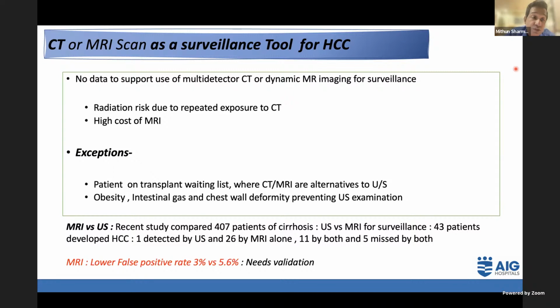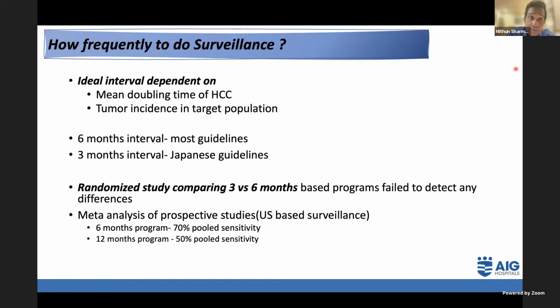There is a significant role for using an abbreviated MRI now. Many centers are using it. It takes less time and it can detect early lesions. But MRI also has a low false positive rate of around 3% only.